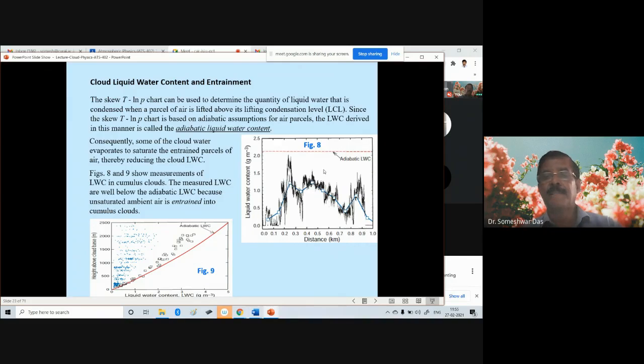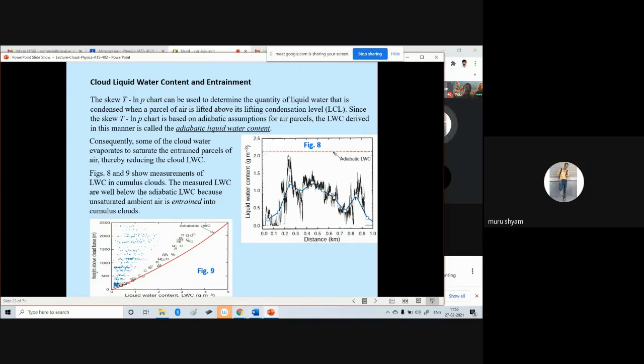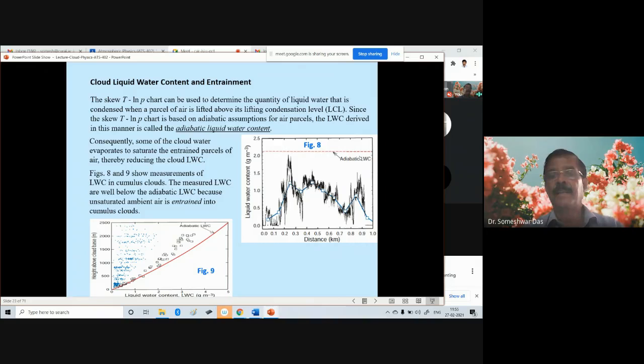All right. And this dashed line that you see, is it clearly visible to all of you or not? Yes, sir. Okay, great. So this dashed line shows the adiabatic liquid water content estimated from the diagram. And this is what is computed, while the other is what is measured, more appropriately.